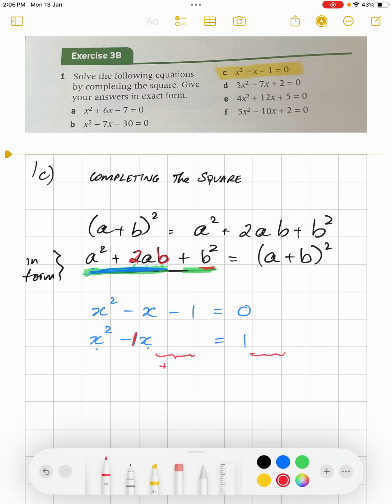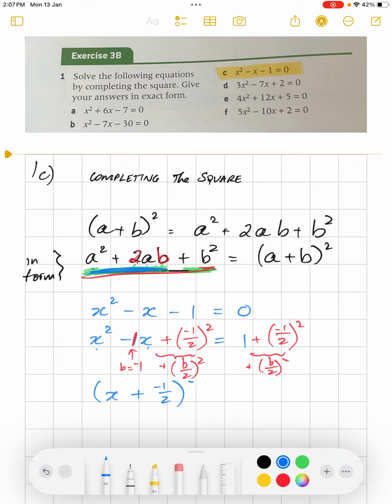And I do that by adding half of b squared, this is b, on both sides. So I'll add half of that negative 1 squared, on both sides. And now we've got a completed square. We've got it in the form of a squared plus 2ab plus b squared, and a is x and b is negative a half. And there we have it, complete the square.